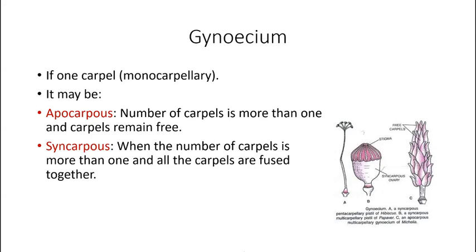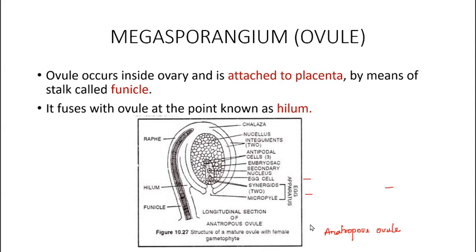So we need to know about the structure of the ovule first. So what is ovule? The ovule is the site of formation of megaspores. I write here that ovule is the site of formation of megaspores. So ovule can be said to be the megasporangium. Remember, ovary is not the megasporangium, but ovule is the megasporangium.